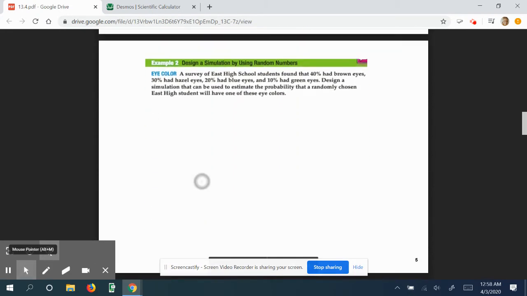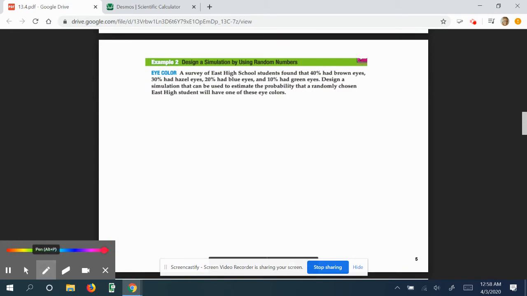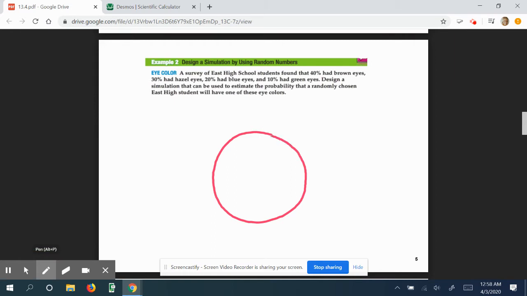All right. Next one. It says a survey of East High School students found that 40% had brown eyes, 30% had hazel eyes, 20% had blue eyes, and 10% had green eyes. Design a simulation that can be used to estimate the probability of randomly choosing an East student who has only one of those eye colors. Again, a spinner is a really good way to do that.